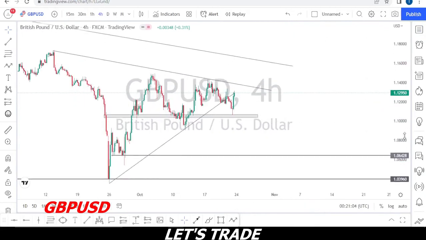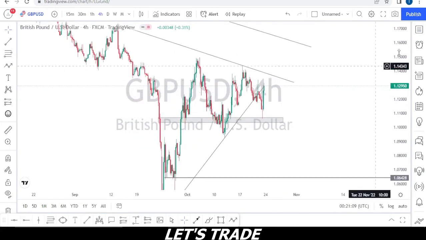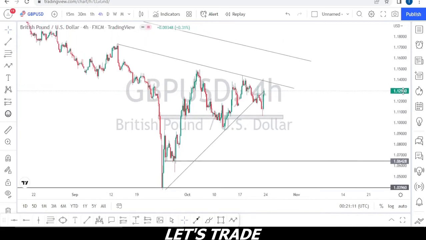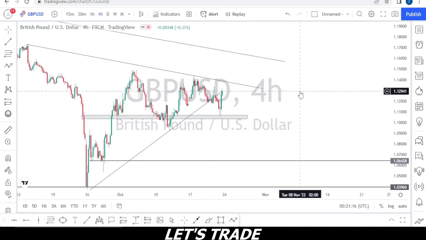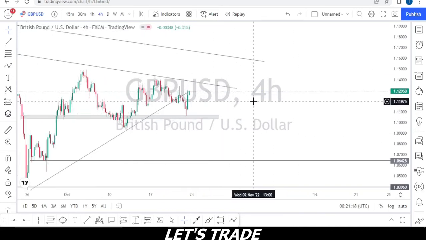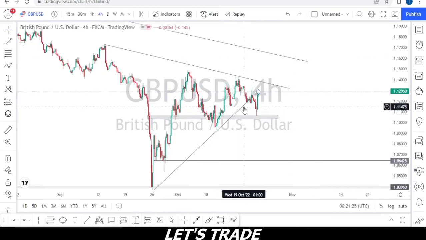GBPUSD. GBPUSD has been stubborn all week. Of course, like you already know, I caught some pips on this. This rejection here, this strong rejection here, is as a result of what, that double top that is forming on the daily time frame on the dollar index. So for now, I'm just going to delete this trend line.